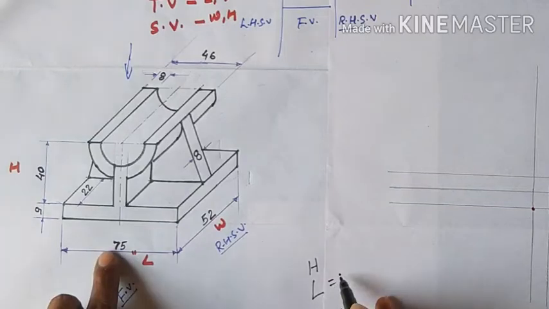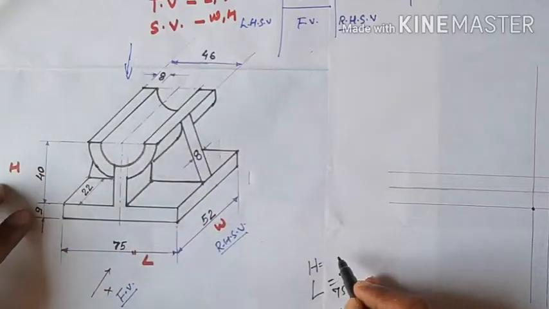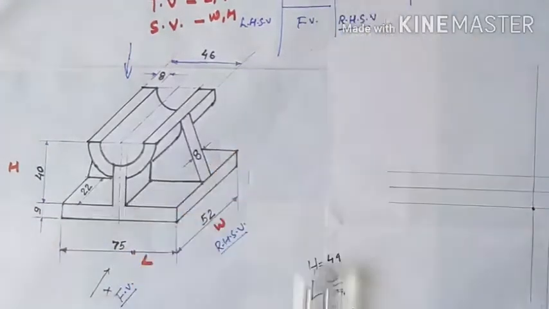So what about the length? The length is 75, and what about the height? The height is 40 plus 9, so that is 49. Okay. Now start from here. We use again a 2H pencil, but you use an HB pencil, because I have a single pencil and I very much need to show an exact diagram, so I use the color pencil, but you use an HB pencil.